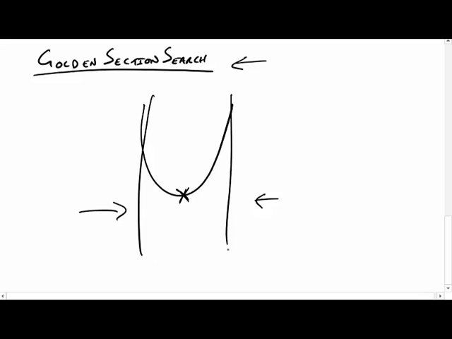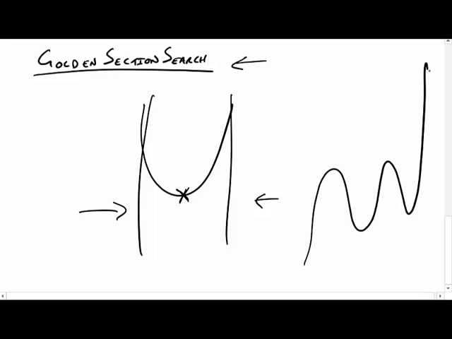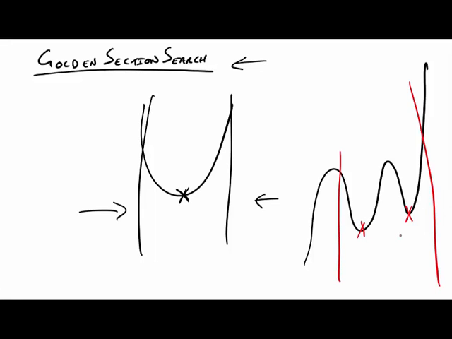You also have to make sure, and this is a crucial part, if you have something like this, where there's lots of minimums and maximums, that there's only one minimum that occurs in that interval. So, for example, if you took an interval from here to here, you can hopefully see that there's a minimum there and a minimum there. There's two minimums within that interval. That's no good. The golden section search won't work in that case.